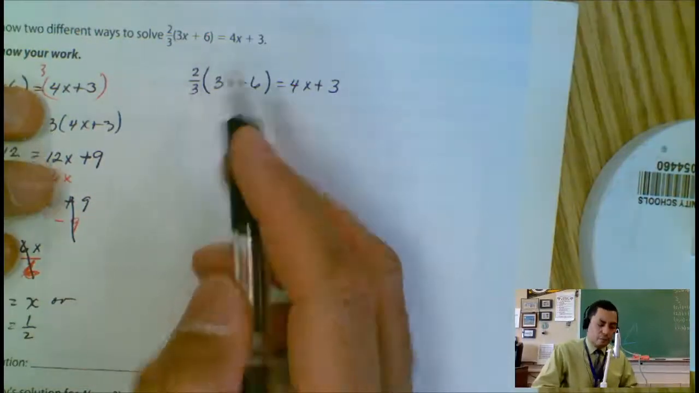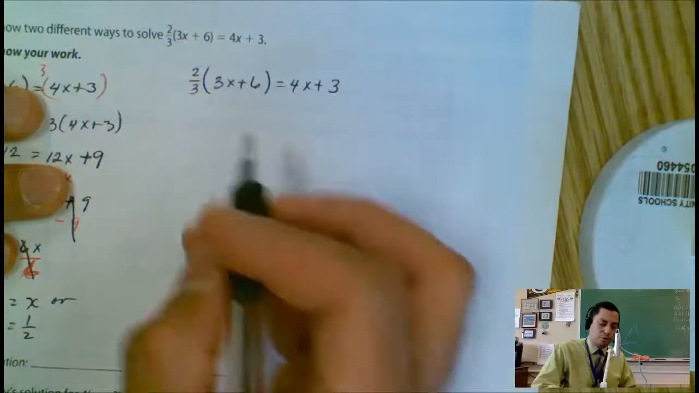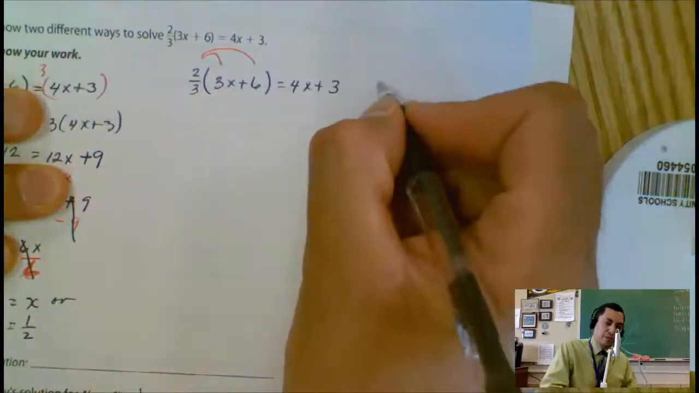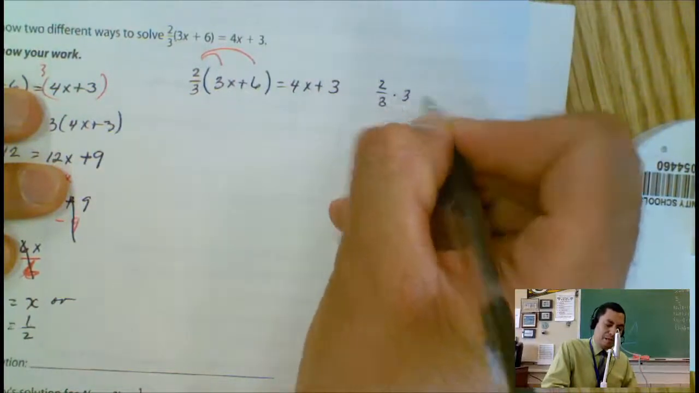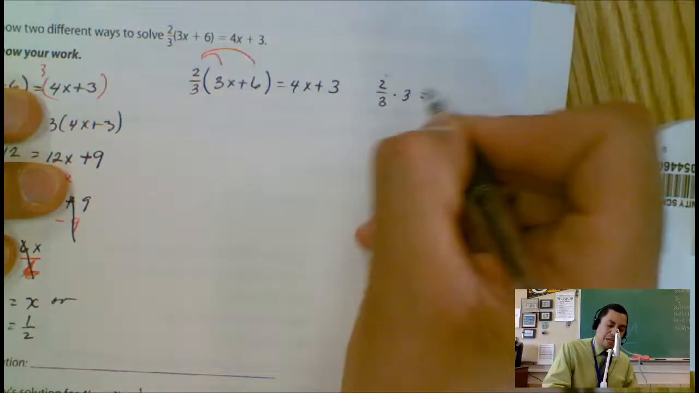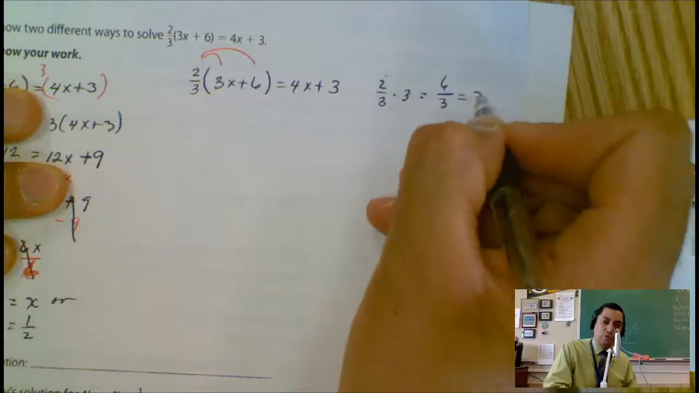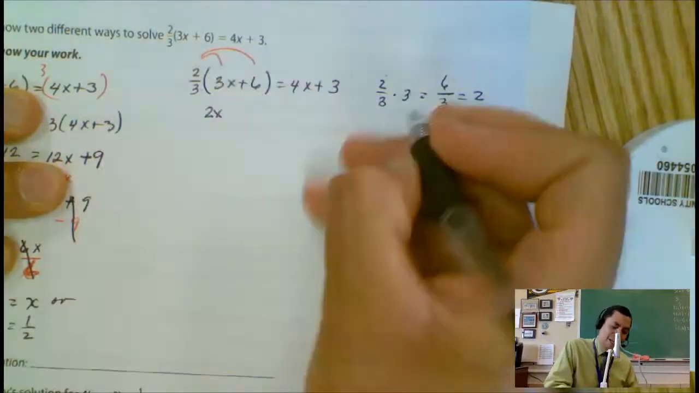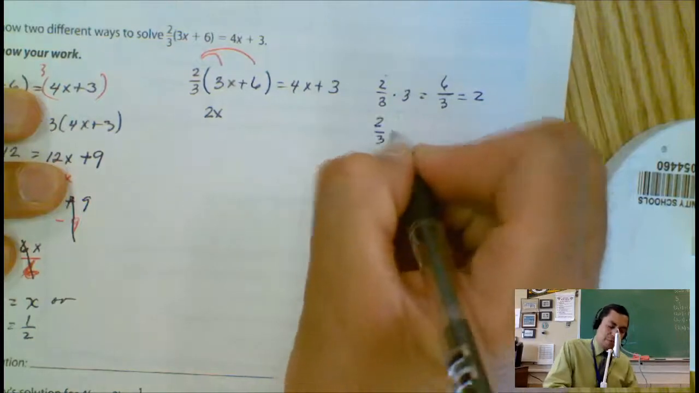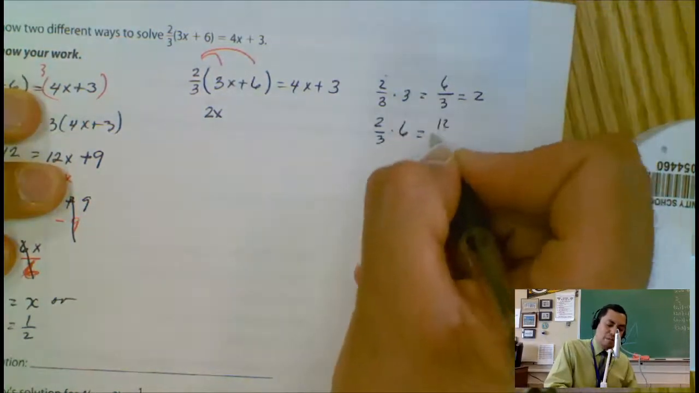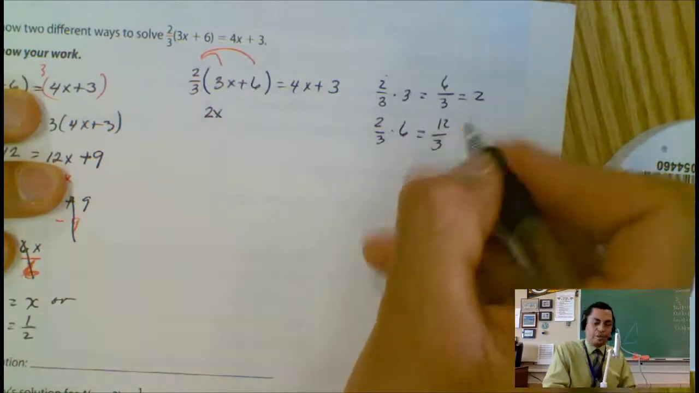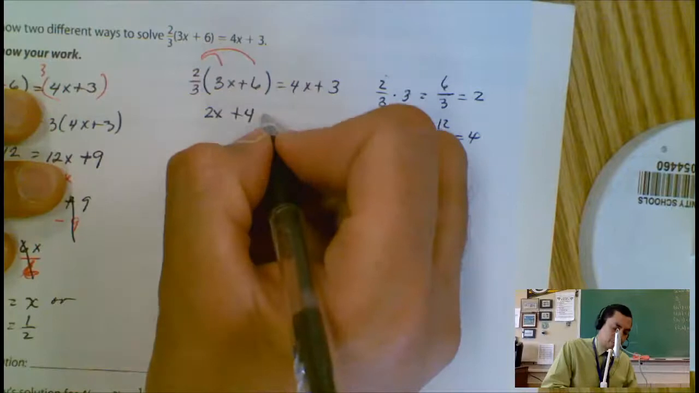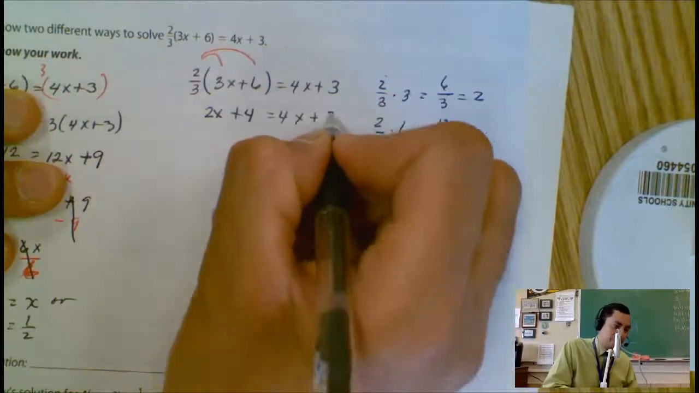So the second form of solving this equation, we are going to apply the distributive property, okay? And we multiply 2 over 3 times 3x, which is equal to 2 times 3, 6 over 3, equals 2. So 2/3 times 3x is equal to 2x. And then we multiply 2 over 3 times 6 is equal to 12 over 3. And 12 divided by 3 is equal to 4. So 2x plus 4 equals 4x plus 3.